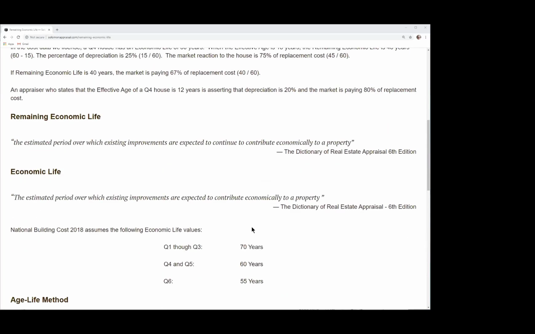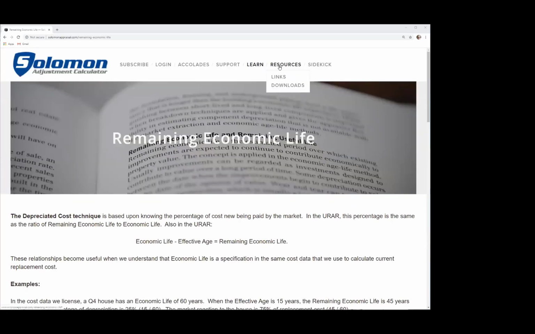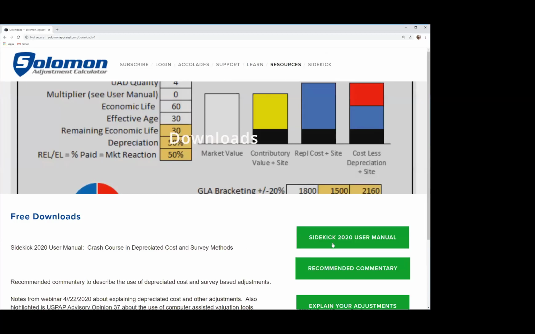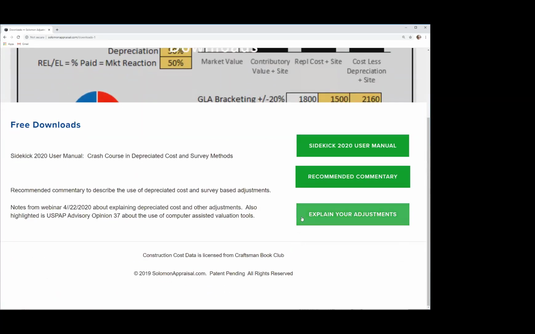Now I want to quickly flip over to our resource page. Here's our downloads. What we're going to be doing today is talking mostly about explaining adjustments. So if you click that button, you will get a Word document, and I'm going to just go through that Word document with you, but you can have that for later because there's quite a bit of information there.